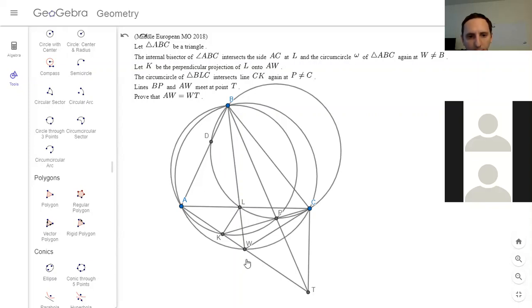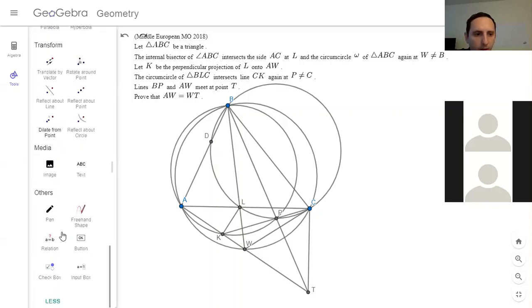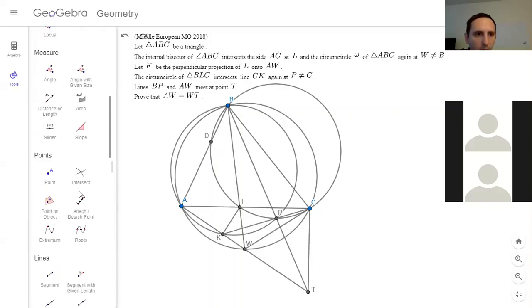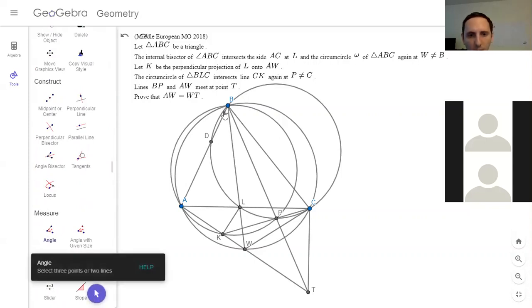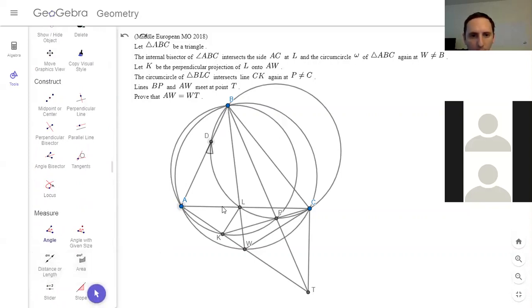Right, that's the same as showing BWA is WDA. Wait, that's the same as showing AL is the angle bisector of DKP. Yeah, these are both. AL is the angle bisector of what? AL is the angle bisector of DKP. We want to prove that.